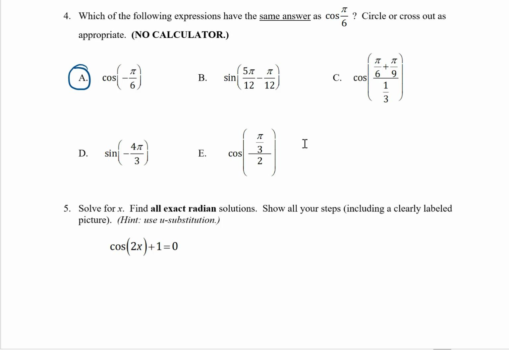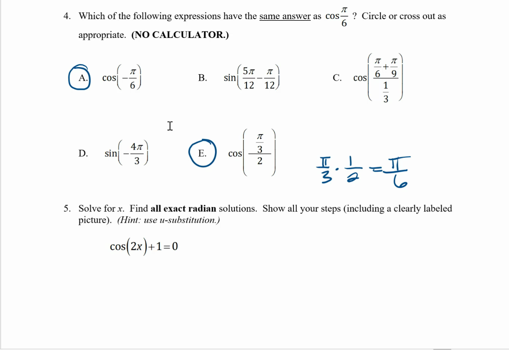Look at letter E. What is pi over 3 divided by 2? Well, it's the same thing as pi over 3 times 1/2, but that's just pi over 6. So of course, letter E is the same. This is cosine of pi over 6. Letter D, I think I'll just have to work that one out and see if I get the same answer.